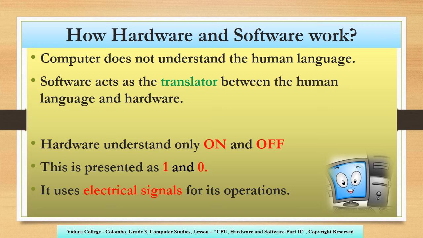We already discussed about what is hardware and software. Now, let's see how hardware and software work. You know, children, computer does not understand the human language. Therefore, software acts as the translator between the human language and hardware. Hardware understands only on and off. This is presented as 1 and 0. It uses electrical signals for its operations.